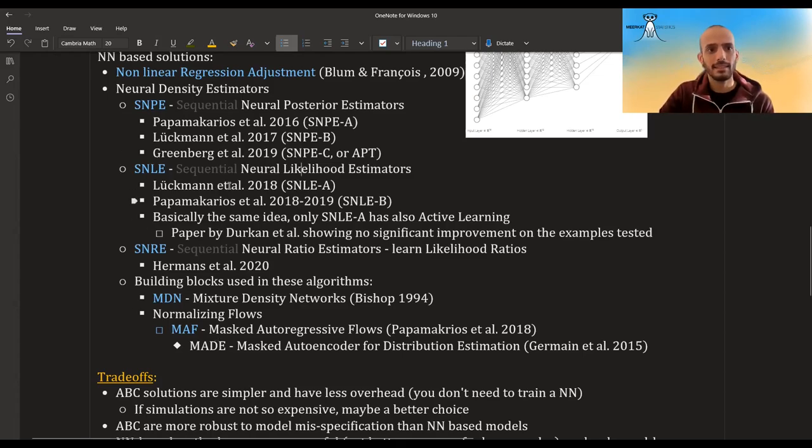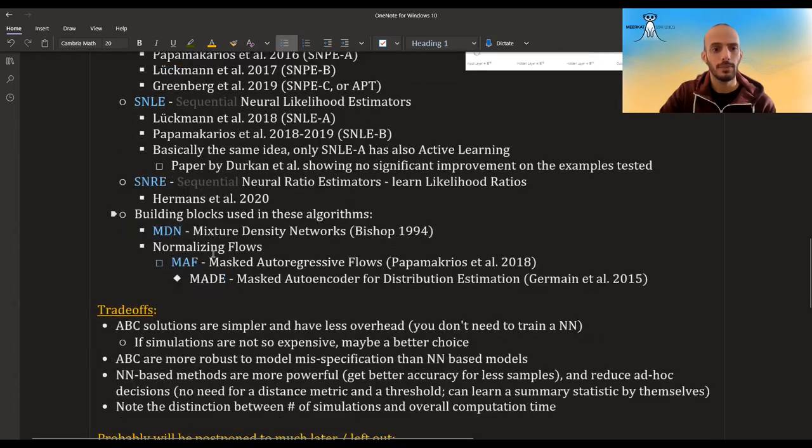And all these methods, SNPE, SNLE, SNRE, have some building blocks. They don't just use any neural network. They use neural density estimators. The first one is called MDN, mixture density networks. It was conceived by Bishop in 1994.